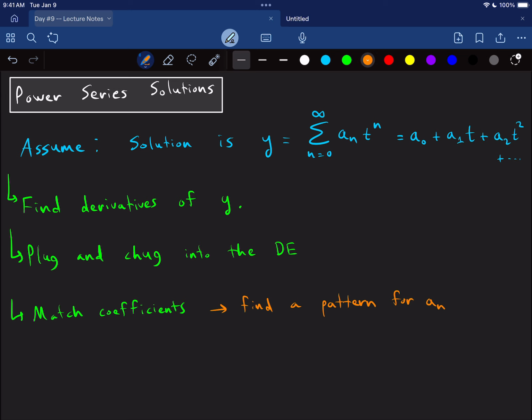Cool. I think honestly, as with most things in math, the best way to go about this is to just start doing some examples. We're going to do a really, really simple one just to start off with. One that we actually can look at the answer to.